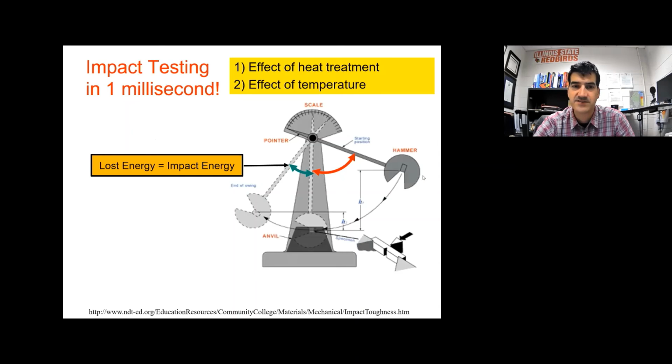This is impact testing. This is what I was telling you about with the pendulum. It starts up here, you put the specimen down at the bottom, it swings down, and it breaks it. This is what the specimen looks like, by the way. It breaks it, and you measure the absorbed energy, and that's the impact toughness.